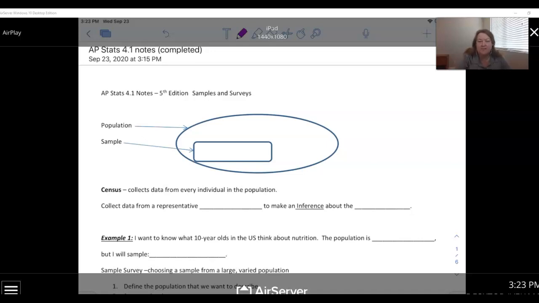So chapter 4 is going to be about how we collect all the data that we've been graphing and talking about so far. Where does all that information come from? And so in chapter 4, we're going to focus mostly on sampling and surveys.